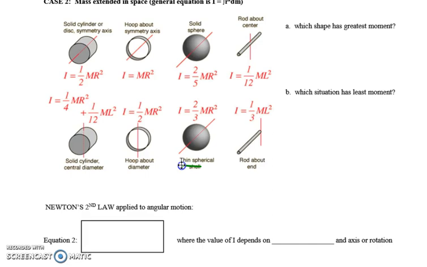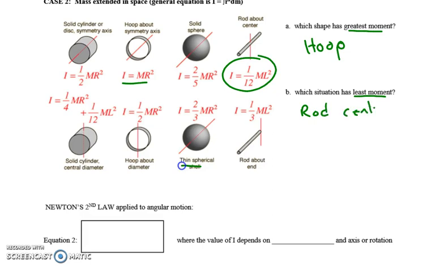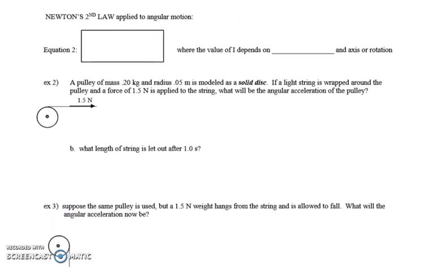So which shape has the greatest moment, which shape will be the most difficult to rotate? Well, the one with the highest moment would be the hoop, again, because all the mass is concentrated far away from the axis. And which one would be the least moment? It turns out, if you look at these, it is this guy right here, a rod, when you go about the center. If you try to take the same rod and rotate about its end, it's got 4 times the moment.